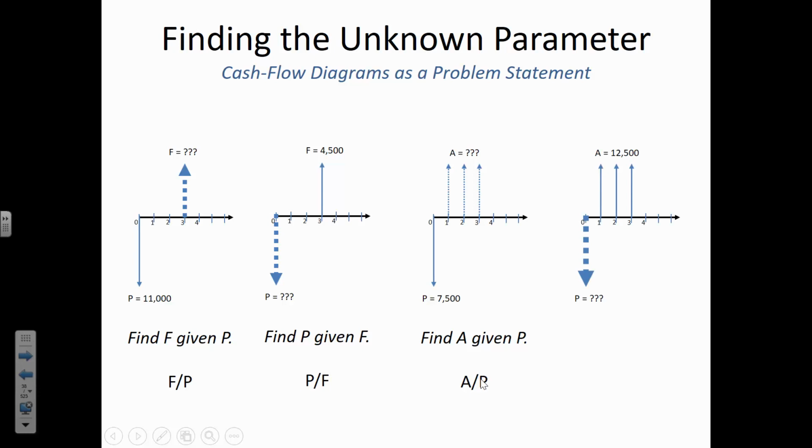Okay, now what about this one? What kind of problem is this? Remember, the unknown is first, so find p given a. So this is a p/a type problem.